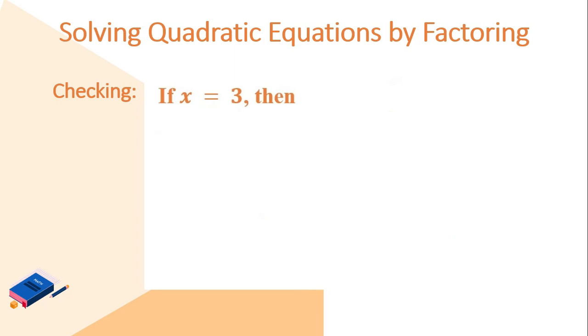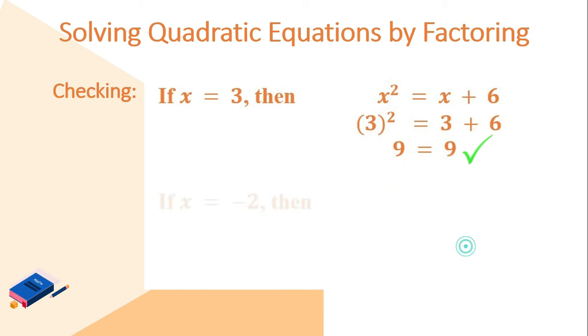Now, if we check whether our answer is correct, if x is equal to 3, then x squared is equal to x plus 6. So if we substitute the given value of x, which is 3, that is 3 squared is equal to 3 plus 6. So 3 squared, that is 3 times 3, and that gives us 9. And 3 plus 6 is equal to 9. So therefore, our equation is balanced.